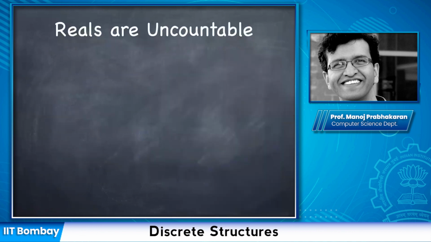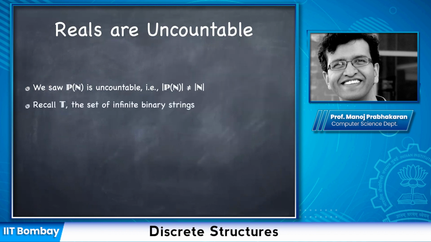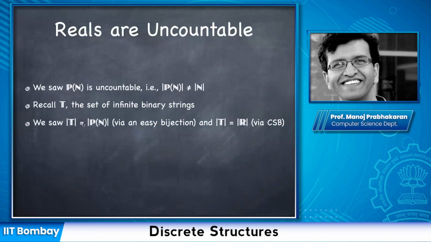So to summarize and to go back to the claim about real numbers, what we just saw is that there is no onto function. In particular, the cardinality of P(N) is not equal to the cardinality of N. You could say that the cardinality of N is strictly less than the cardinality of P(N), instead of less than or equal to, because they are not equal. And we already saw that T has the same cardinality as P(N) via an easy explicit bijection, and that T and R have the same cardinality via the CSB theorem by giving injections in both directions.